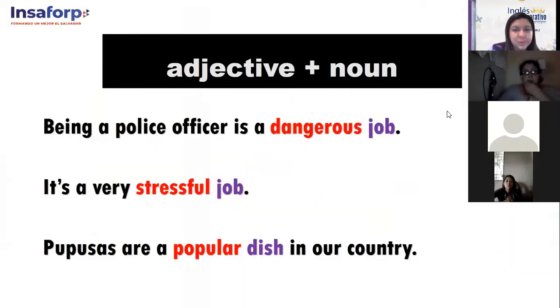Y aquí tenemos more examples. Adjective plus noun. Being a police officer is a dangerous job. It's a very stressful job. Por ejemplo, being a teacher is a very stressful job. No, just kidding. Pupusas are a popular dish in our country. Pupusas are, porque es plural, pupusas. A popular dish. Son un plato popular en nuestro país. Pupusas are a popular dish in our country.